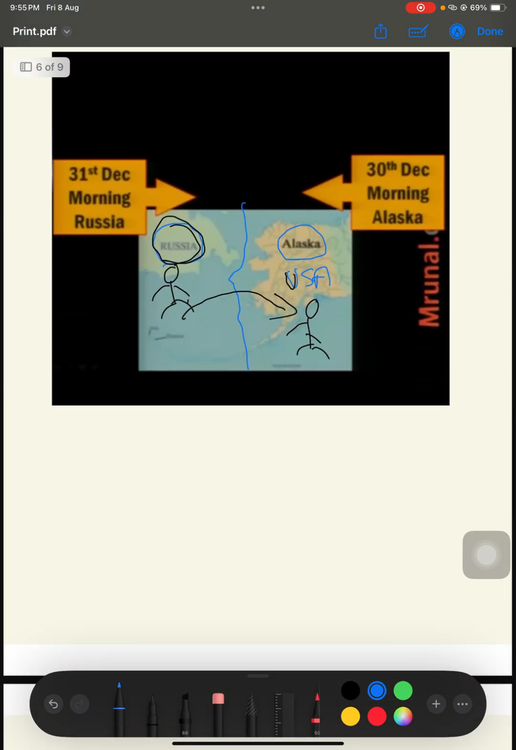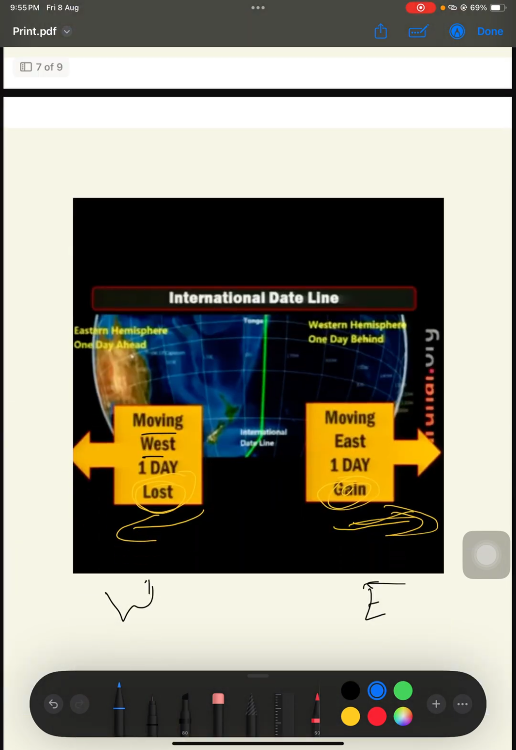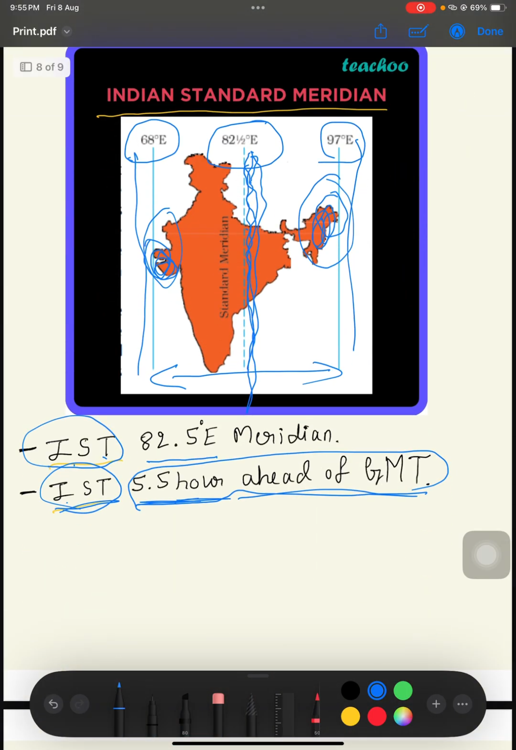That's it. Okay, whenever we are moving to the western side we will lose 1 day. Whenever we are moving to the eastern side we will gain 1 day. And last I discussed the Indian Standard Meridian or else Indian Standard Time.